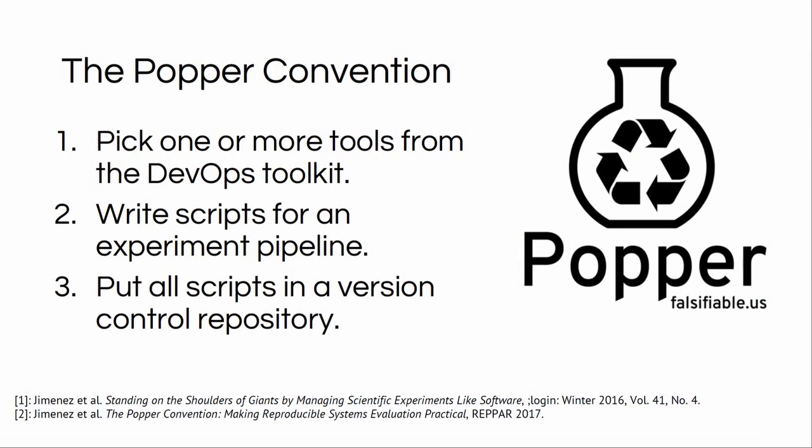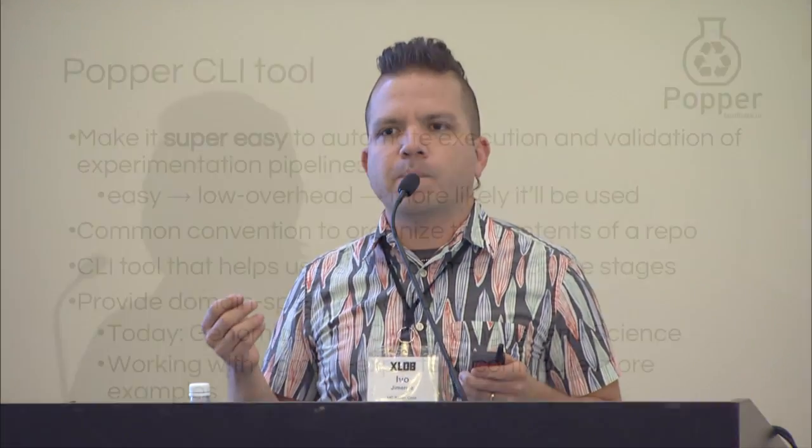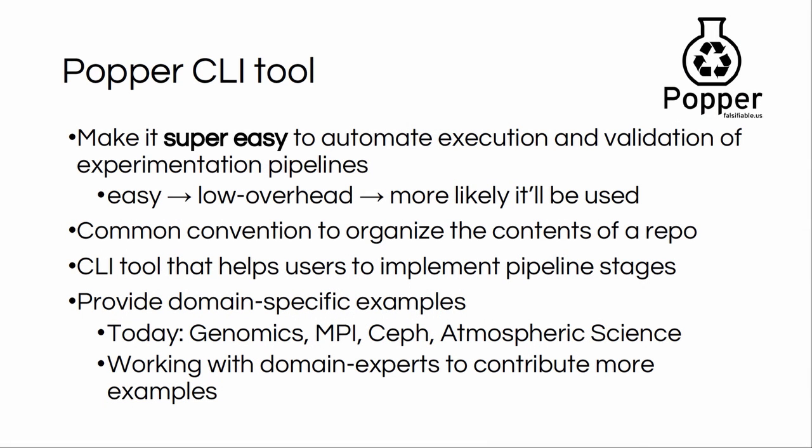And that's basically what the Popper convention is. It's very simple. There's nothing much new here. It's just three simple guidelines: picking one or more of these tools, writing scripts for those when we're implementing our pipelines, and putting everything on version control and documenting as we go. If we do that, we end up with what we refer to as Popper compliant experiments. And in order to make it easier for others to follow that convention, we have a CLI tool.